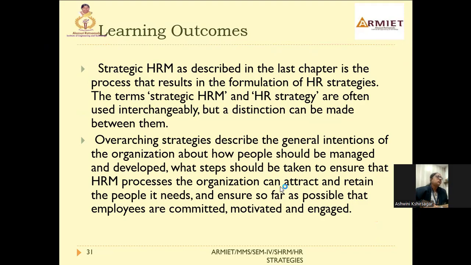So this is all about, and these are the learning outcomes of our lecture, as described in the last chapter, and the process that results in the formulation of HR strategies. The terms strategic HRM and HR strategies are often used interchangeably, but a distinction can be made between them. Overarching strategy describes the general intention of the organization about how people would be managed and developed, what steps should be taken to ensure the HR policies, so the organization can attract and retain the people if needed, and ensure so far as possible that employees are committed, motivated, and engaged.